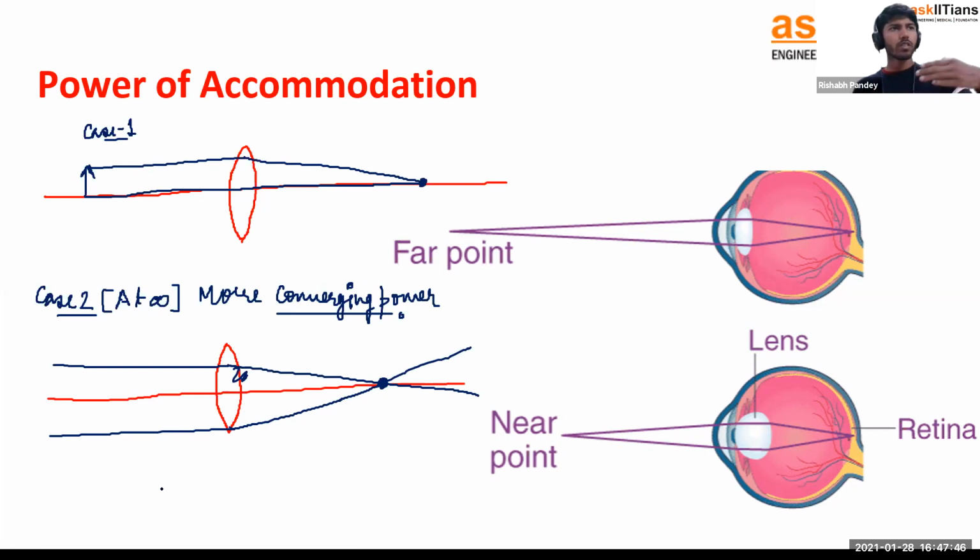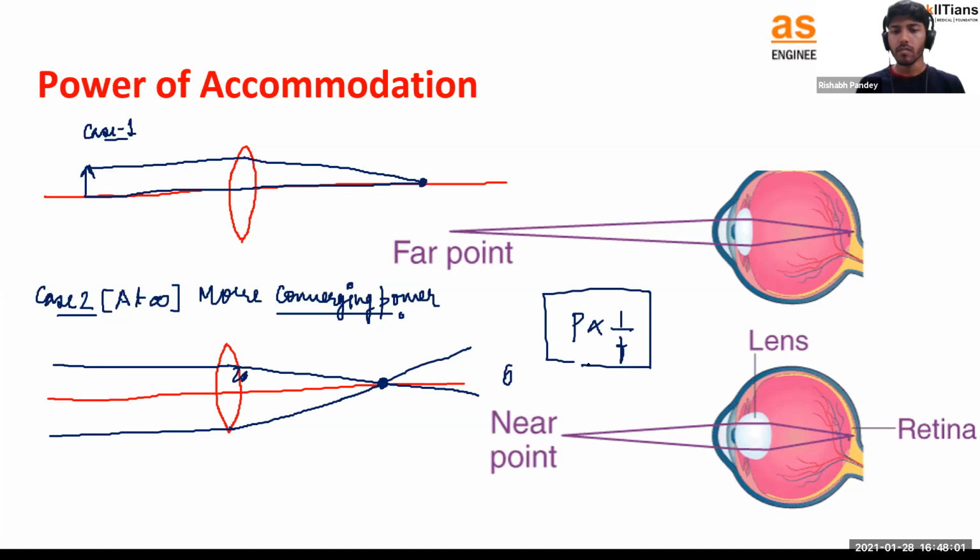Now, if I have an object which is very close to the eye, just in front of me, I need the lens to be a bit thicker, because power is inversely proportional to the focal length, as you know. If it becomes thick, the focal length will increase. The thicker the lens is, the more the focal length is. And if it has a more focal length, then power will decrease. That means the converging power will decrease, correct?